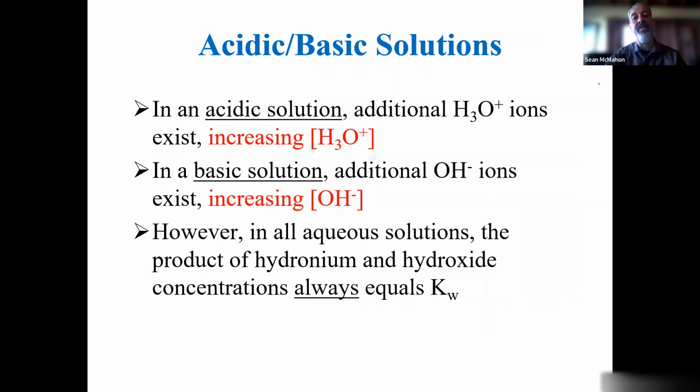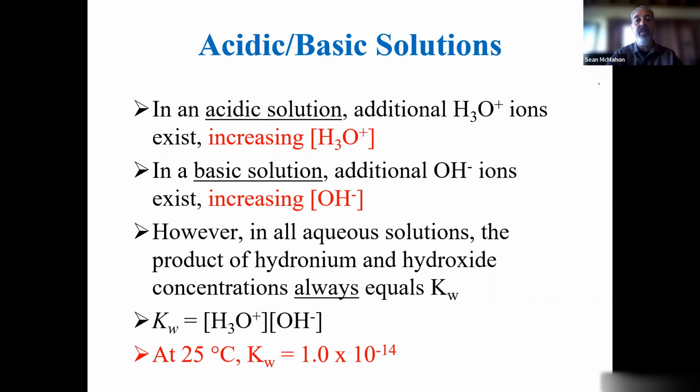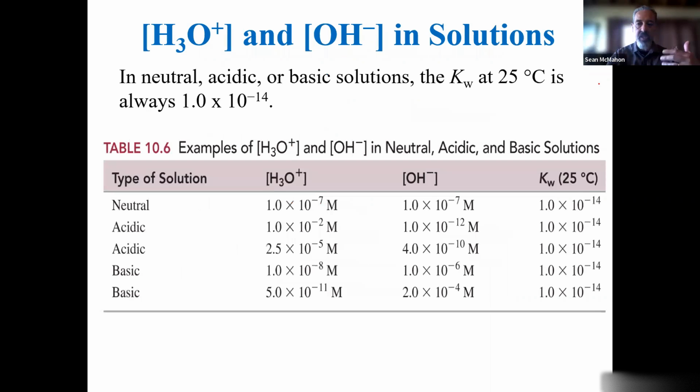So kind of talked about this. If I add acid, hydronium goes up. If I add base, hydroxide goes up. However, because they're inversely related, the Kw, the water equilibrium constant, will always equal at 25 degrees Celsius 1 times 10 to the minus 14. And that's very powerful. Now, why is that powerful? Well, because we can always use Kw to calculate, if we have one, the other one.